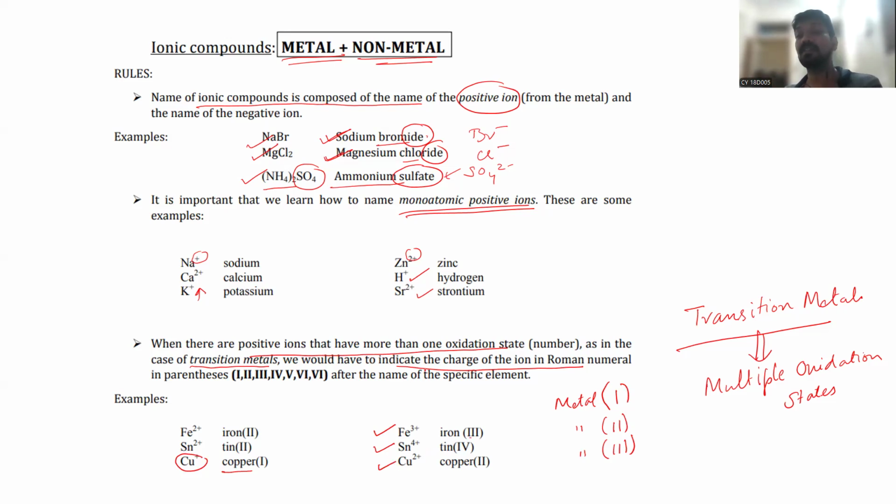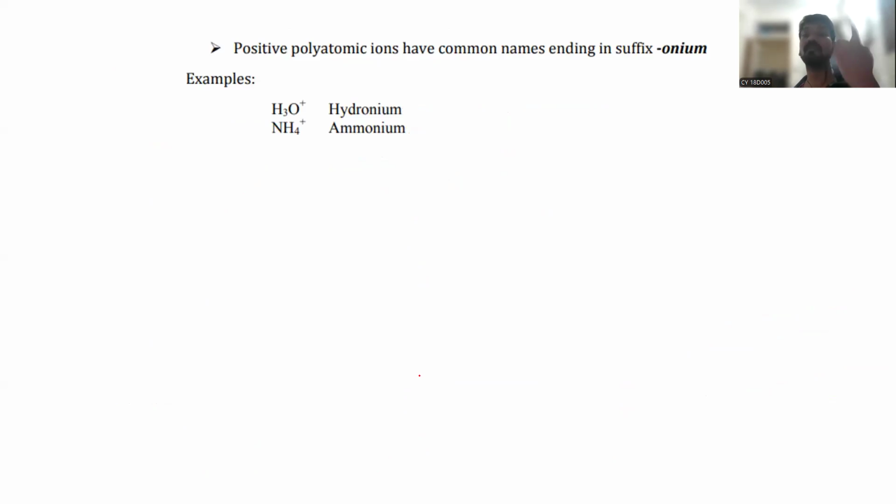Now we are going to discuss some about polyatomic things. What do you mean by polyatomic things? Okay, so polyatomic means, poly means many. So poly means many atoms. Here you can say that for polyatomic ions we use the suffix O, N, I, U, M, ONIUM. So this is the suffix we are using for polyatomic ions.